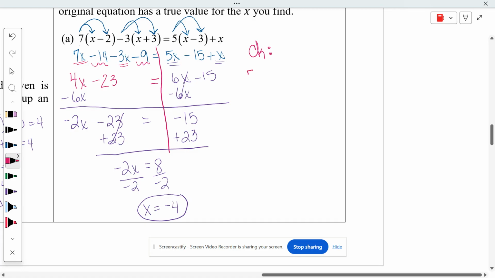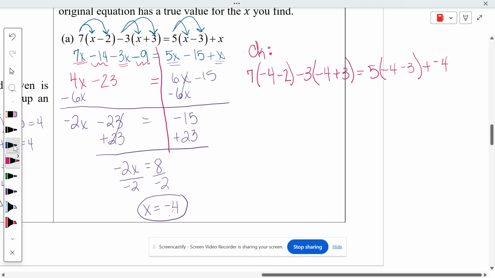So my original equation, 7 times the quantity, x is negative 4. Negative 4 minus 2, close my parenthesis, minus 3 times x plus 3. That looks like negative 4 plus 3. Close my parentheses. Equals 5 times the quantity. X is negative 4. Negative 4 minus 3 plus x, which is negative 4.